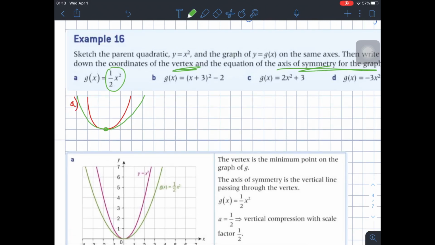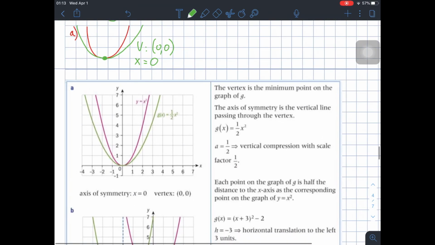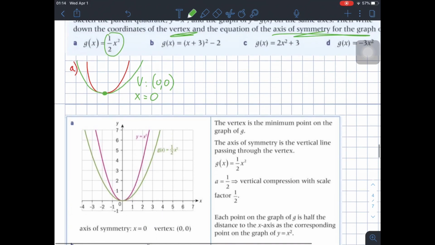So the vertex is the same as the parent function, which is always 0, 0, right? So the coordinates of the vertex in this case would be 0, 0. So the axis of symmetry is always the x coordinate of the vertex. So we would say that the axis of symmetry in this case is x equals 0. I'm going to move this up here. So the axis of symmetry is x equals 0, which is what we get here. Axis of symmetry, x equals 0, vertex 0, 0. Okay.